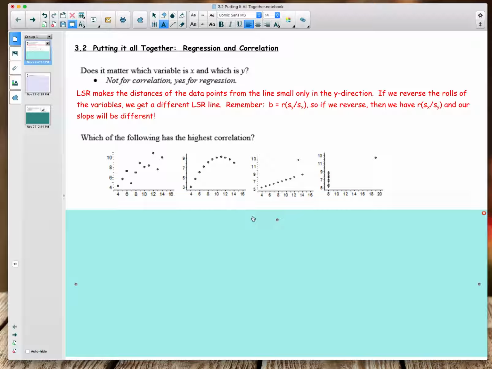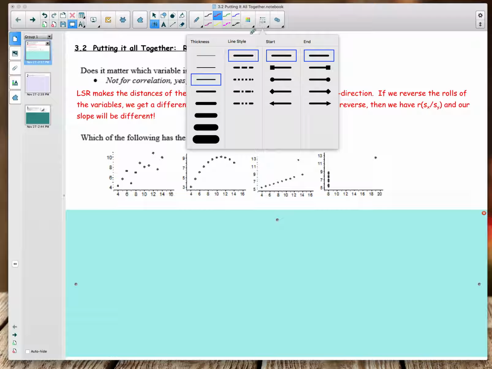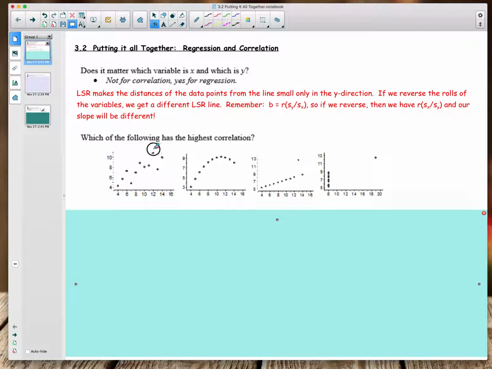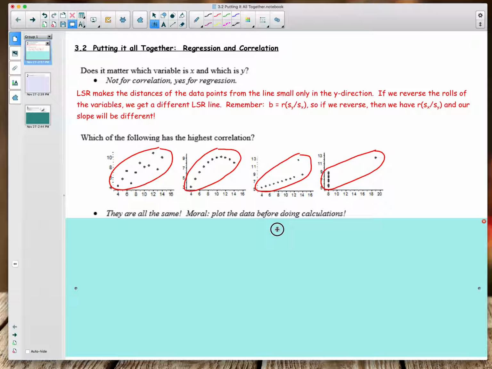All right, if we actually draw our lines around these, just looking at this first one, that's going to be my oval for that one. That's going to be my oval for that one, and so on. Hopefully your ovals look very, very similar to mine. Even though our graphs look different, they are all the same.